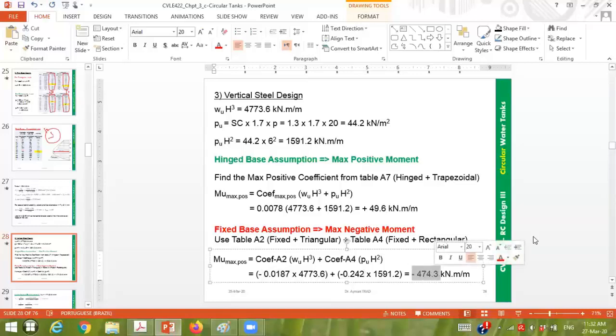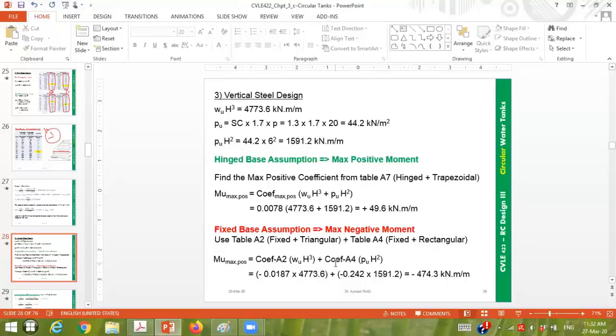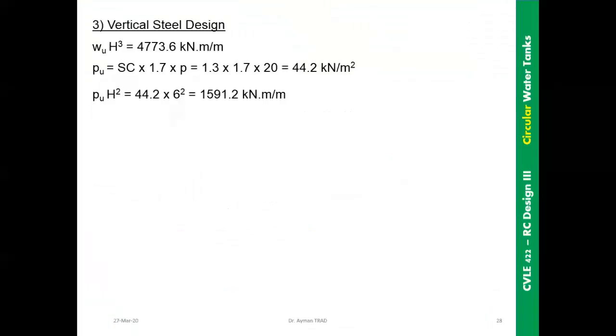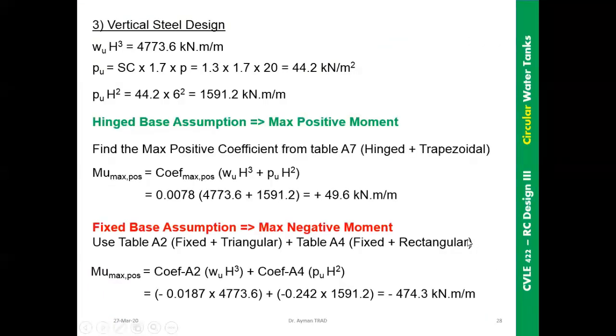As we saw, it is relatively easy, because I go directly to the support here and read the coefficient, and the coefficient gives me the moment. Here I had a table for the hinge directly. So relatively easy. Now we have the moment: the negative moment will determine the inner vertical reinforcement and the positive moment will determine the outer vertical reinforcement.